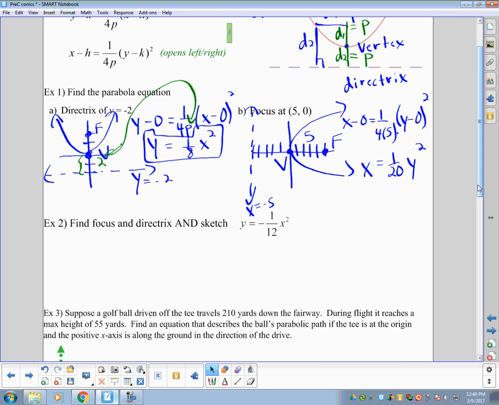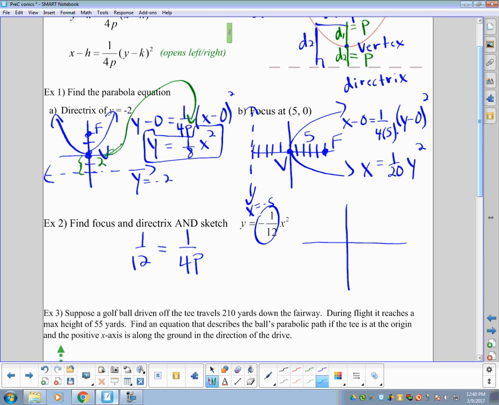All right, find focus and directrix and sketch y equals -1/12 x squared. So, first of all, 1/12 has to equal 1 over 4p. Do you see that right here? This has to be equivalent to 1 over 4p. It's in 1 over 4p's place, right? So p has to equal 3. Quick, yeah, you could do that mentally.